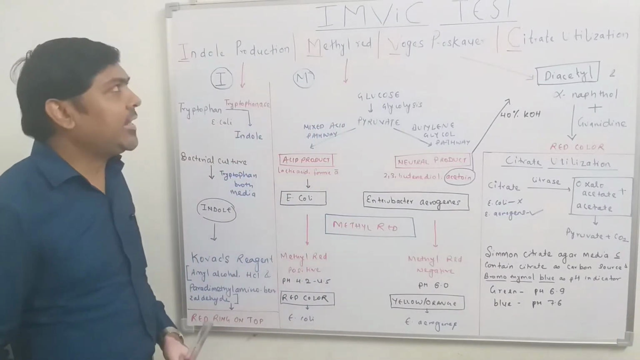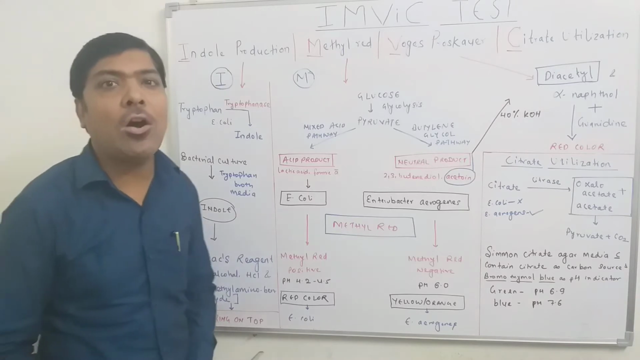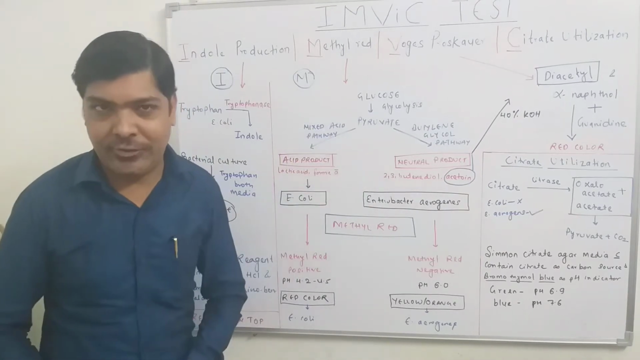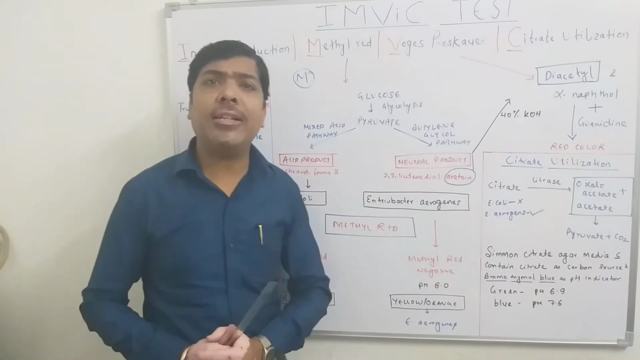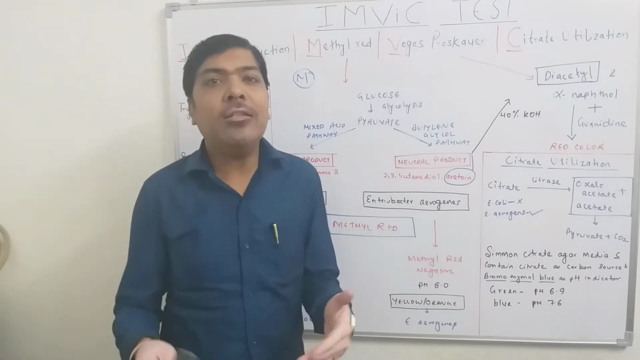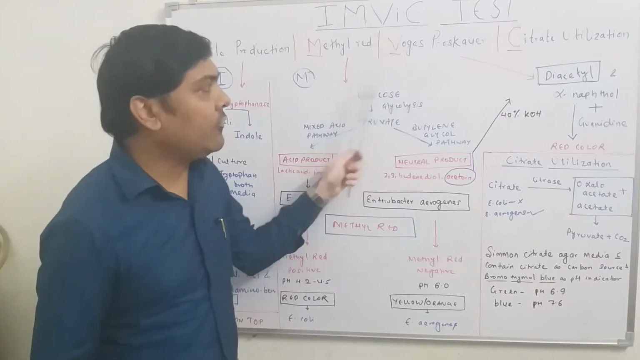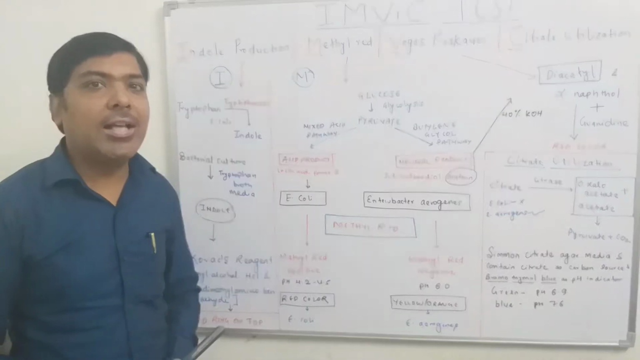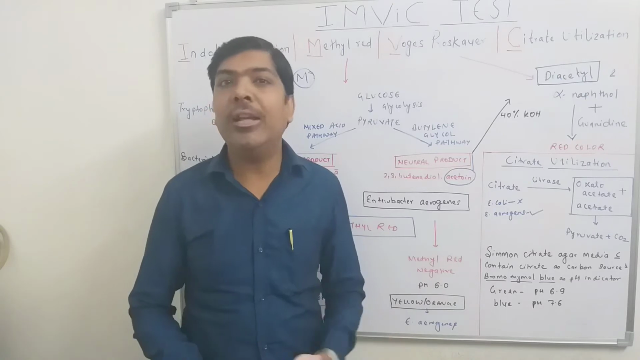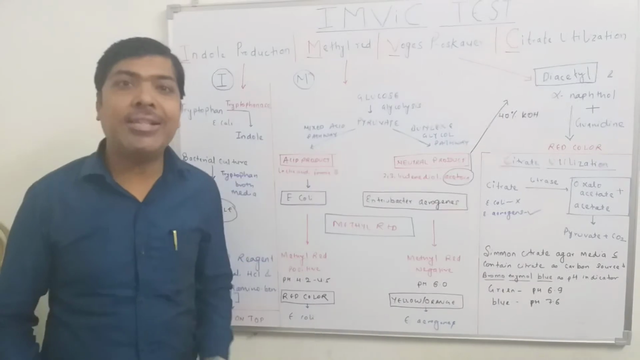Now, the next test, which is again associated with the identification and characterization of bacteria of the Enterobacteriaceae family, is the Methyl Red Test. The Methyl Red Test is basically dependent upon the pattern of utilization of glucose and the formation of end products. In a bacteria, we add glucose as one of the essential carbon sources, or carbohydrate molecules, that will help in the growth of the bacteria.